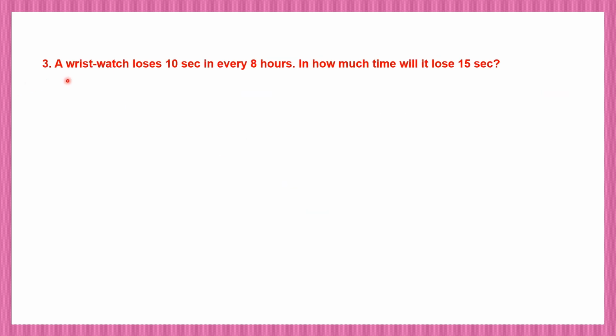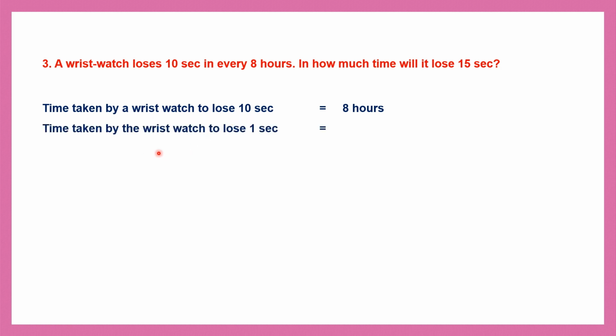Question 3. A wristwatch loses 10 seconds in every 8 hours. In how much time will it lose 15 seconds? So in how much time? So we start our statement by saying time. Okay, and we'll write what's given to us. Time taken by a wristwatch to lose 10 seconds is 8 hours. This is given to us already. Now we need to know the time taken by the wristwatch to lose 1 second. So that's our second statement.